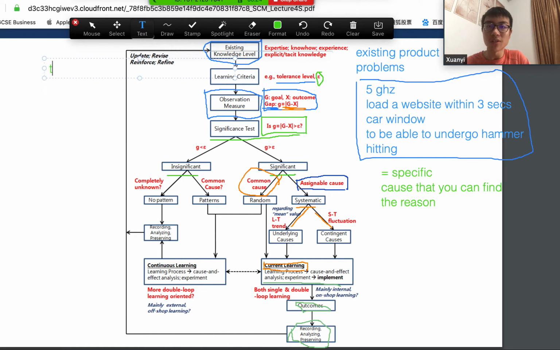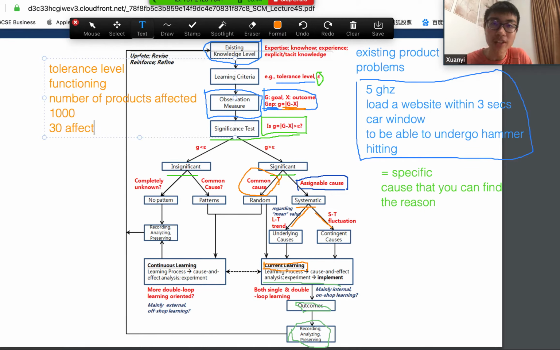We should have a little discussion on this tolerance level. How do we set our tolerance level? It can be a bit subjective, I would say. Tolerance level should be linked to sales. I would say it should be linked to the functioning of the product and the number of products affected. So if you produce 1,000 products and only 30 are affected, I would say it's not significant. But if over 300 are affected, I would say it can be a significant issue. So for the significance test, we can say maybe 100. If 100 are affected, we cannot tolerate it anymore. So 100 defective products is our tolerance level.